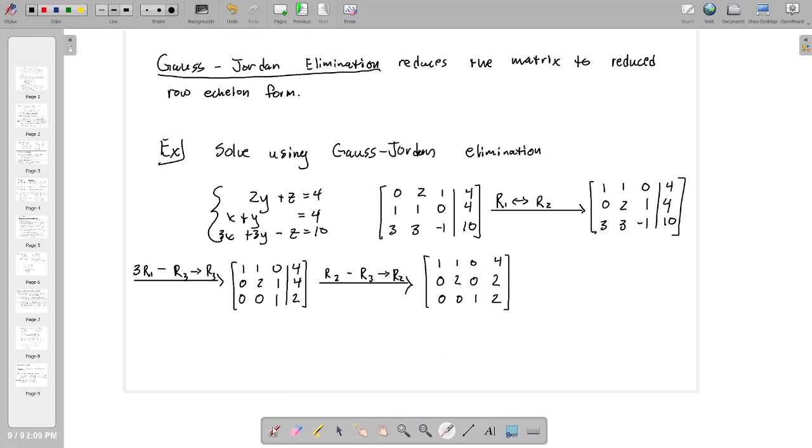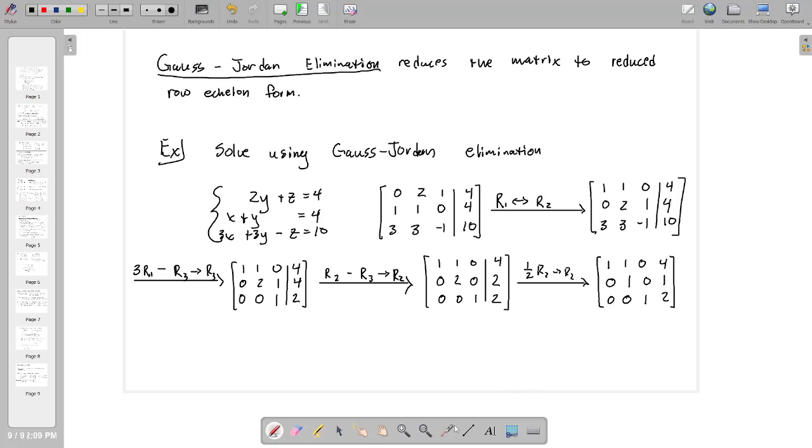So if I can now just divide row 2 by 2. So 1/2 row 2 replace row 2. Row 3 and row 1 don't change. 1, 1, 0, 4. And 0, 0, 1, 2. And then we just cut row 2 in half. 0 divided by 2 is 0. 2 divided by 2 is 1. So we get a 0, 1, 0, 1.